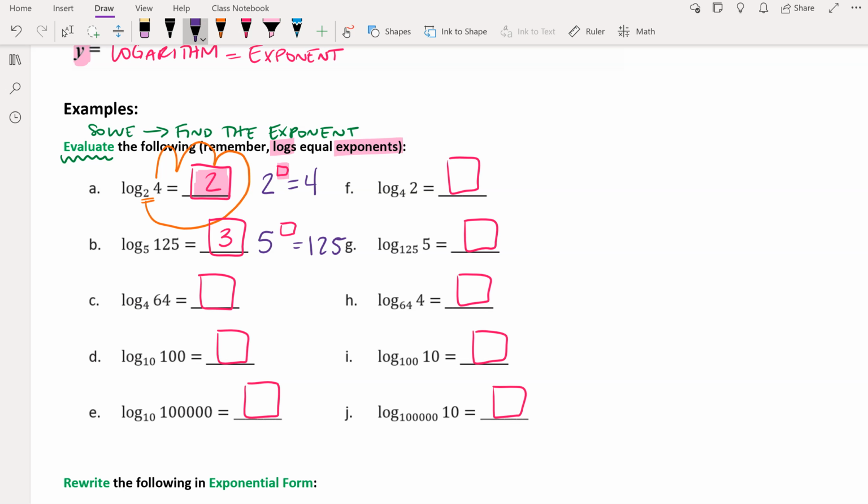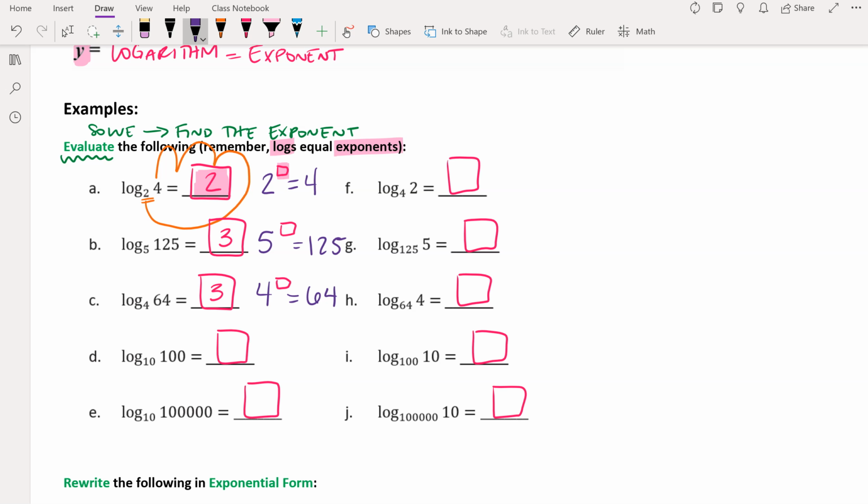We have 4 to what exponent gives me 64? 4 cubed gives me 64. Sorry about that. Okay, what else?